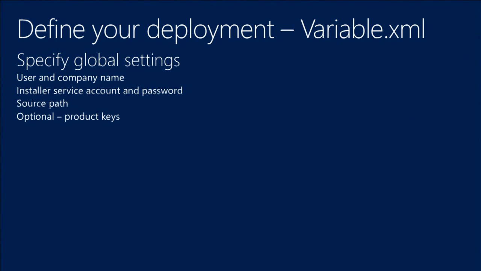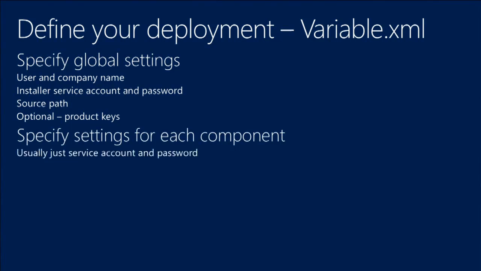All you need to do in variable XML is specify global settings, so things such as the username and company name that you're going to use to register that software to. Define which service account is going to be used to actually do the installation. This isn't the service account for the component. This is a service account that does the work, that does the installation. What the source path is to all of the bits, we'll talk about the bits in a moment, that are actually going to get installed. And then optionally, you provide product keys. If you don't provide product keys, we do an eval installation. If you do, it does a full license installation.